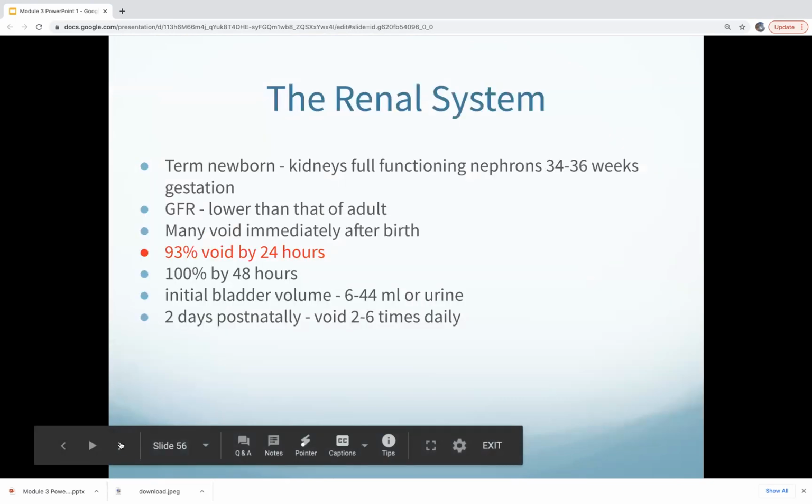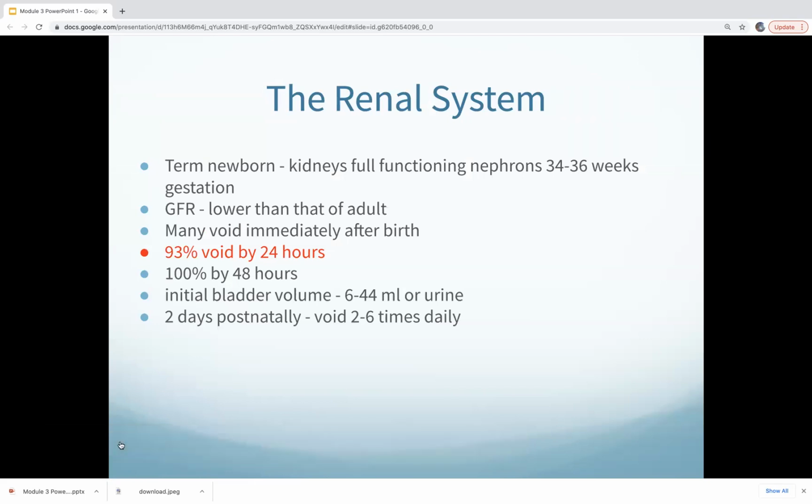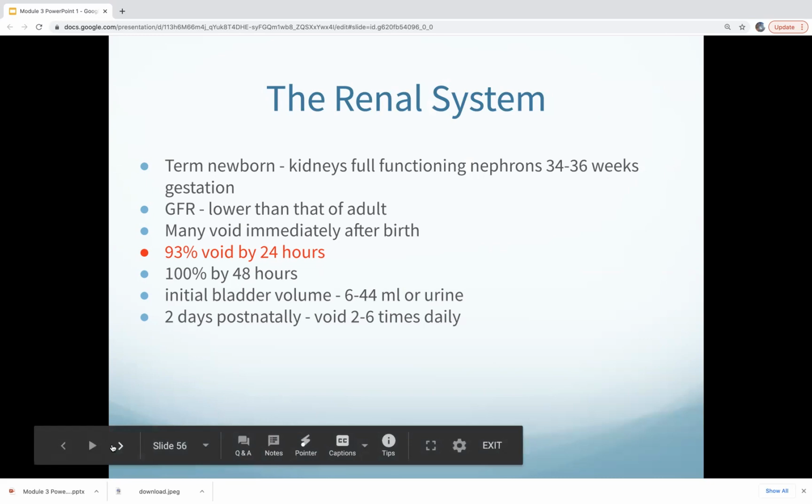The kidneys. So I put here 93% of the infants void by 24 hours. Most of them void during or immediately after birth, but it doesn't mean that their kidneys are not functioning if they don't void at delivery. 100% should be voiding within 48 hours. And usually about 2 days postnatally, you're looking at 6 to 8 wet diapers.